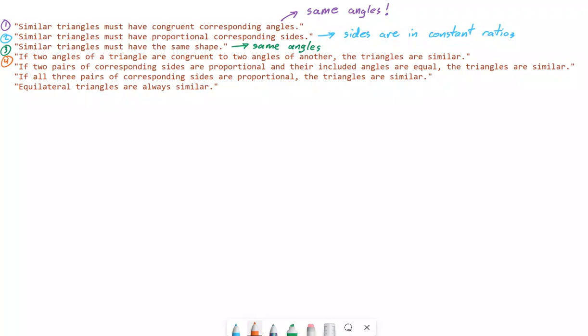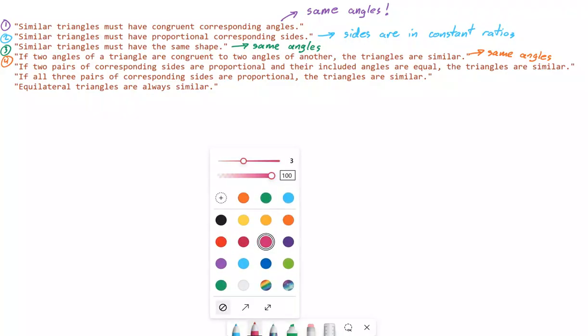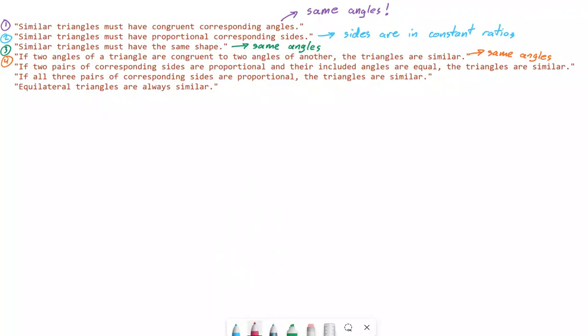If two angles of a triangle are congruent to two angles of another, no, not that. That's another way of saying same angles. Because if two angles are the same, that means the third one has to be the same because they all add up to 180, right? Okay. I'm sure there's something new in here. Hold on, let's just skip to... Okay, number 5. Number 5, right there.